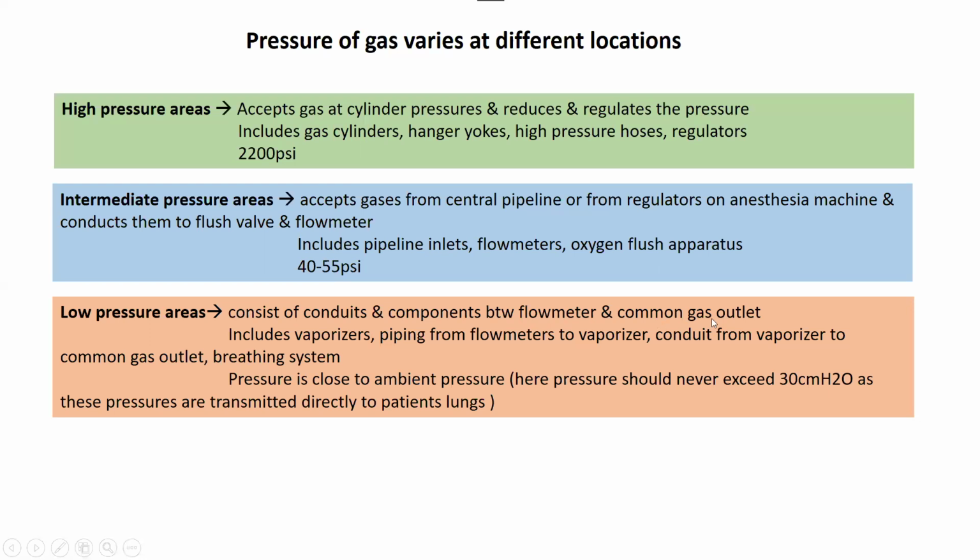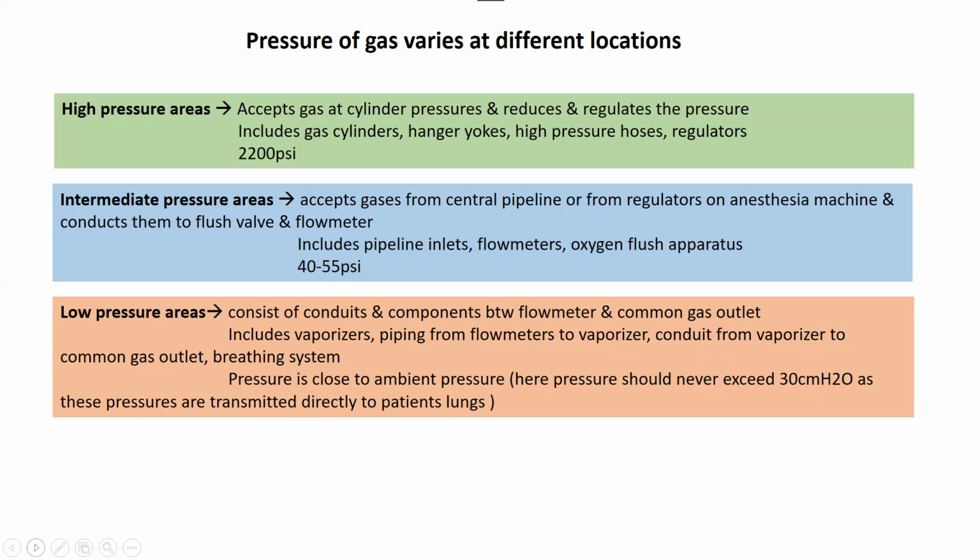Next we have the low pressure area, that consists of conduits and components between the flow meter and the common gas outlet. It includes the vaporizer, piping from flow meters to vaporizers, conduit from the vaporizer to the common gas outlet, and the breathing system. Here the pressure is close to ambient pressure, because here pressure should never exceed 30 cm of water, as these pressures are transmitted directly to the patient's lungs.